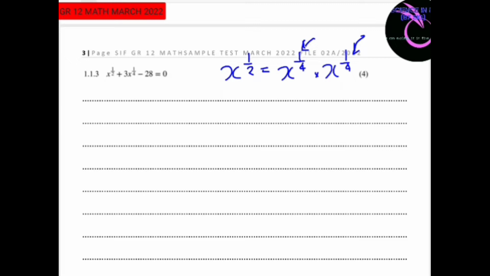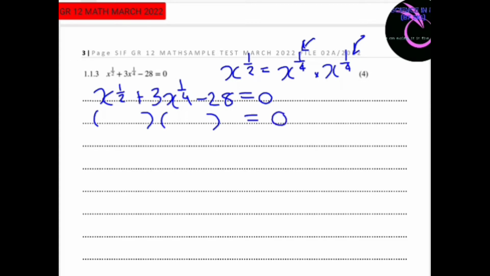All right, so the first method you could try here is to factorize, because the first term seems to be coming from x to the power of a quarter and x to the power of a quarter. So I could say x to the power of a quarter, plus 3x to the power of a quarter, minus 28 equal to 0. I can try to factorize this. The first bracket, I'll have x to the power of a quarter and x to the power of a quarter.